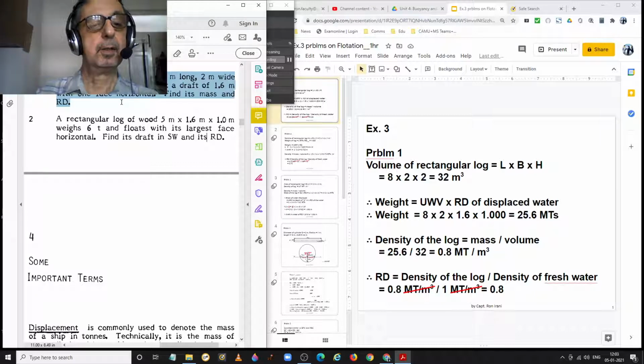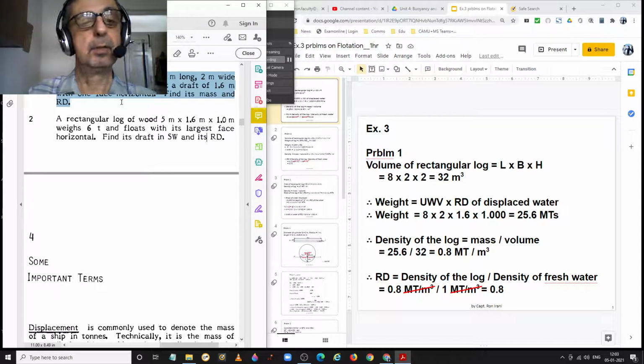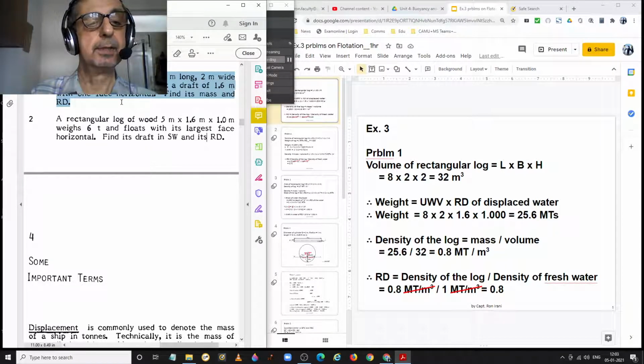A rectangular log of wood, 8 meters long, 2 meters wide and 2 meters high, floats in fresh water at a draft of 1.6 meters with one face horizontal. And we have to find its mass and relative density.